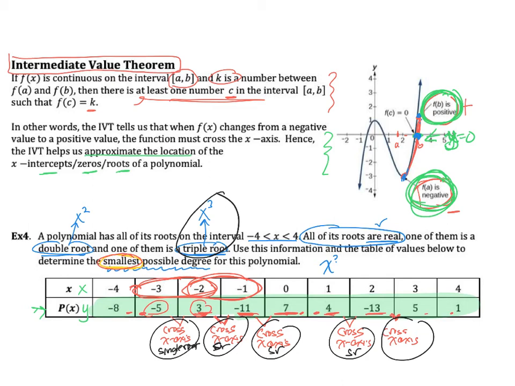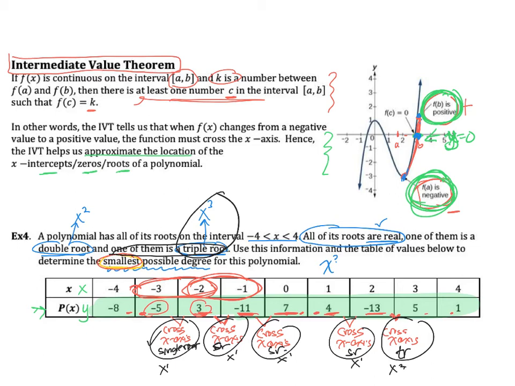So I can't count all of these as single roots because the directions at the beginning instructed us that there is at least one triple root. It doesn't even say at least. It says one of them is a triple root. So I have to take one of these singles and I have to make it a triple. Because it's an odd number, it goes through the axis from a negative to a positive or a positive to a negative y value. So now I have one single root, one single root, one single root, one single root, but then I have a triple root.